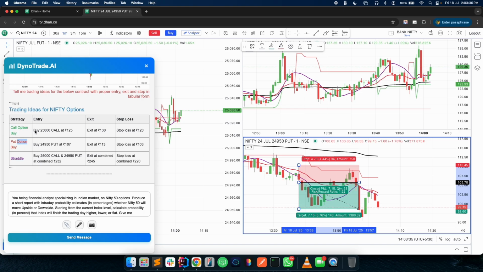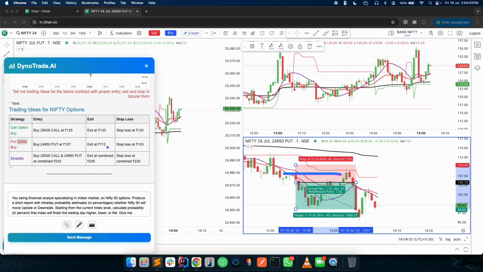Call option buy gave a profit within 2-3 minutes in this area. Around here it suggested to take a buy entry, and we should have booked profit here as per the 130. But what if you took a position on the put? It said to buy around 107 at this area. What if you took a buy entry, and it said the target of 113 would be for sure in loss? This all the way came down.